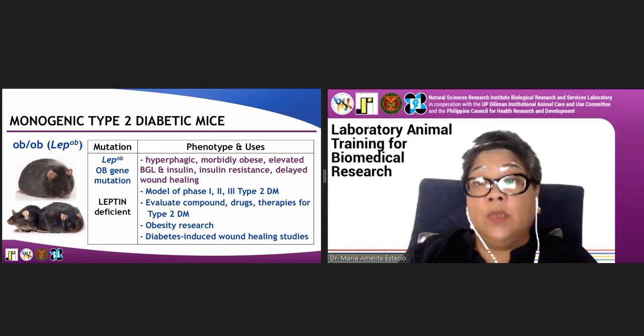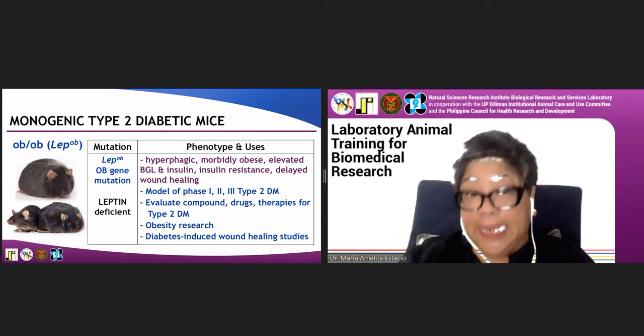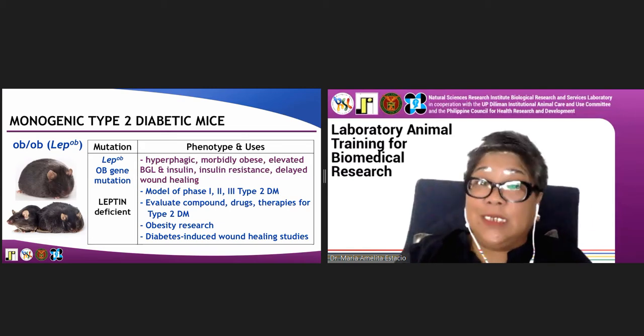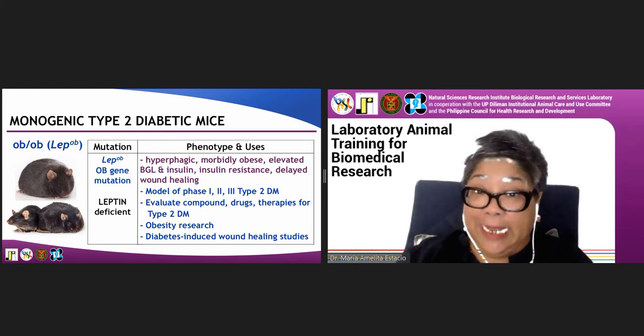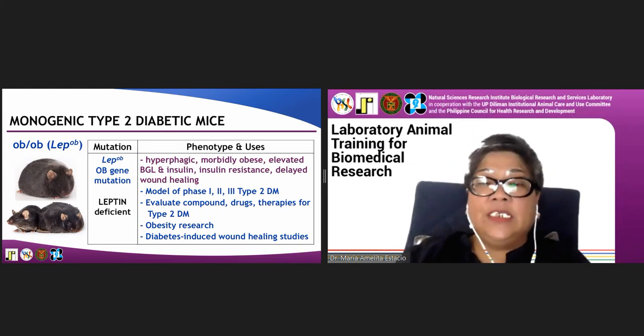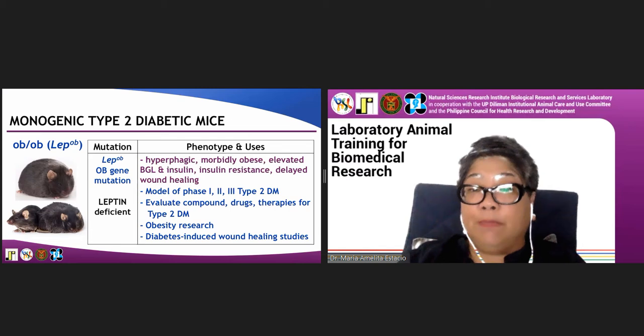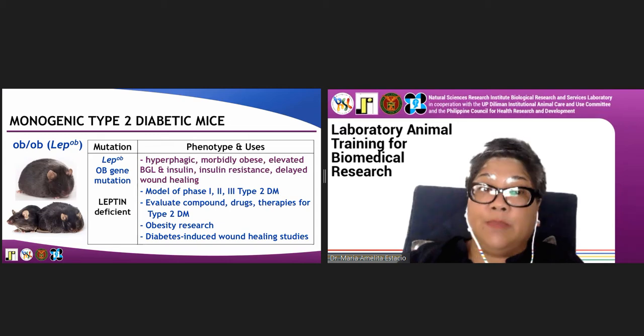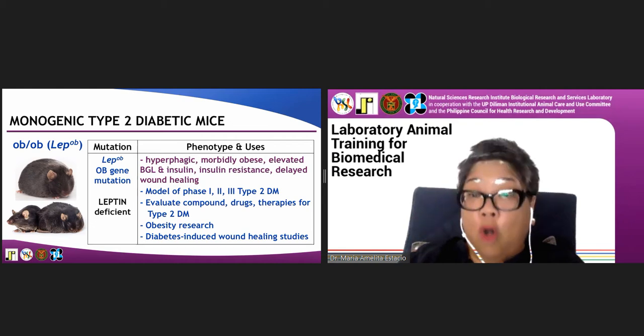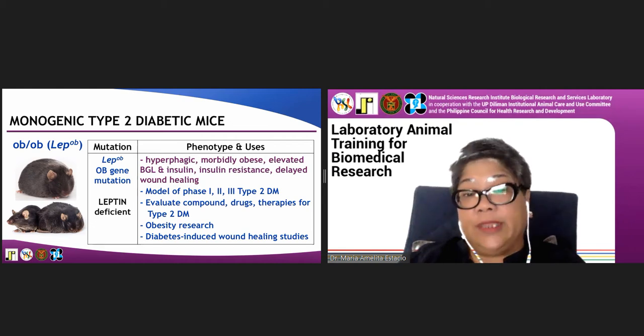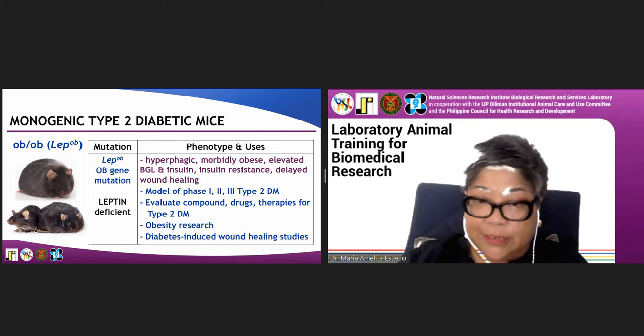When they get wounds, there is a delay in healing. You cannot breed them as well because they are sterile. So this is a very good model of phase 1, phase 2, and phase 3 type 2 diabetes mellitus. And this is also a very good model that is being used to test new compounds, drugs, or therapies for type 2 diabetes mellitus. You can also use this for obesity research.